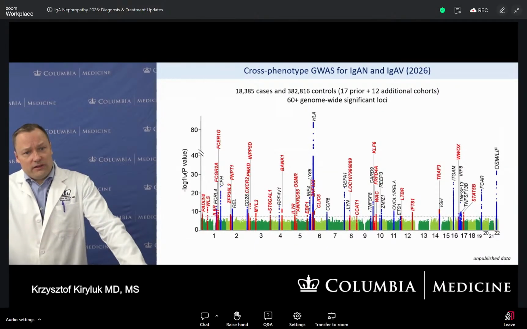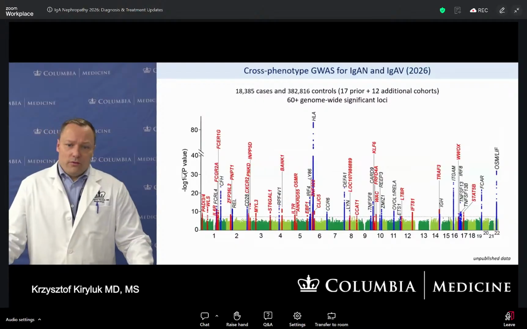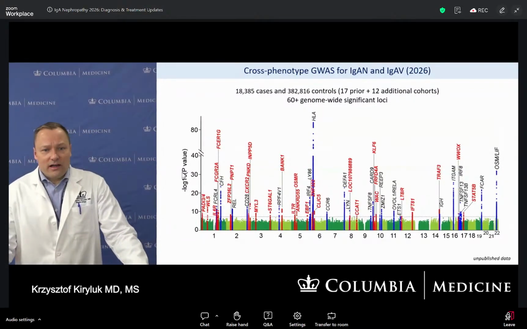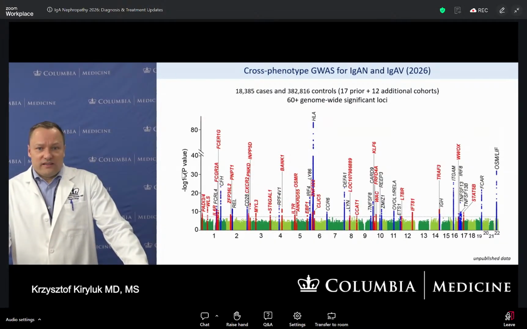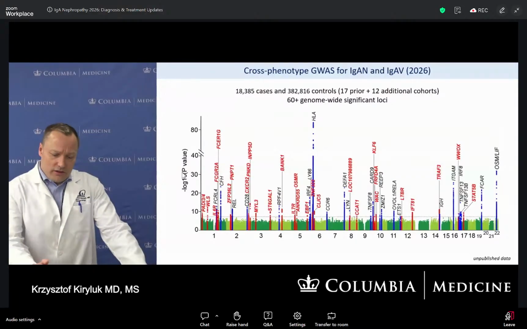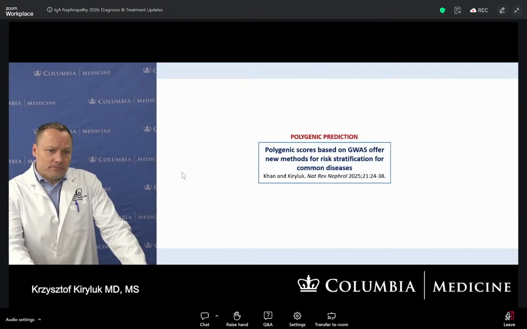So this is an interim analysis that we presented recently, and you can see that we have over 60 genome-wide significant loci. I just want to highlight that the genetic architecture of IgA nephropathy is highly polygenic, and there are clearly some overlaps with IgA vasculitis. There are also some distinct signals between IgA nephropathy and IgA vasculitis.